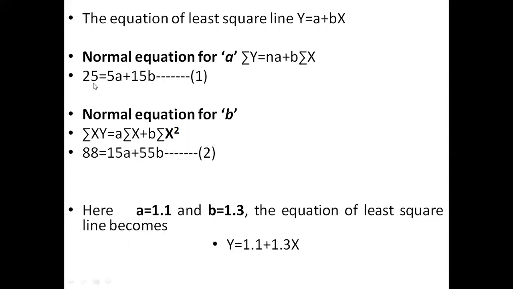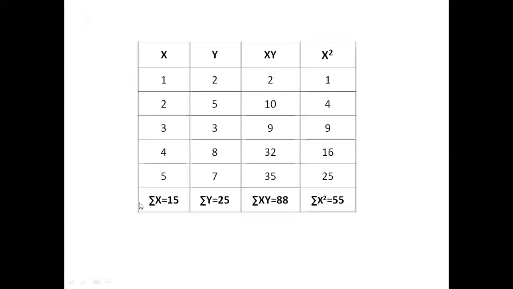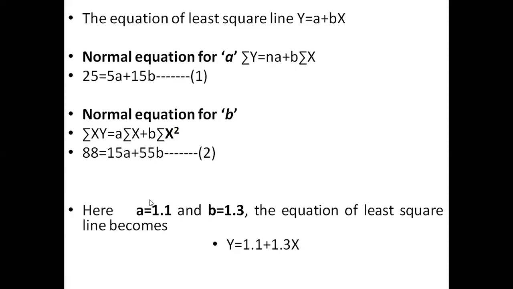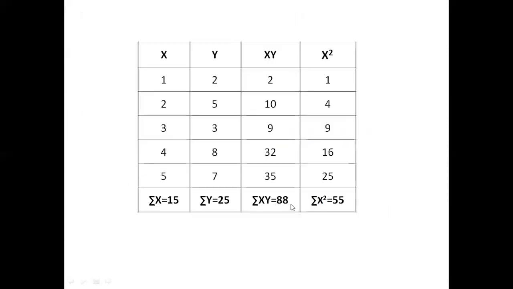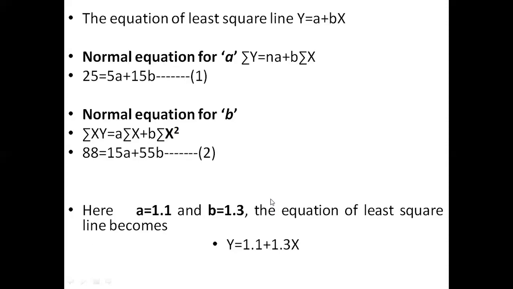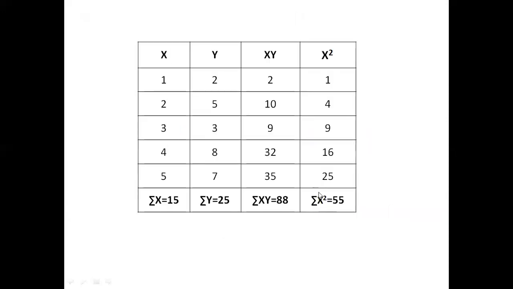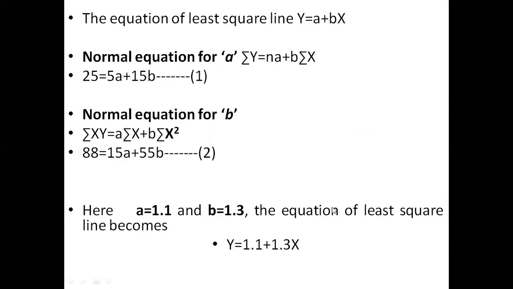So we have inserted the value sigma y equal 25, number of items were 5, sigma x as we have calculated in this table, it is 15, and sigma xy in the second equation, the value as you can see here, it is 88, and value of sigma x, it is 15 as we have inserted in the equation 1 also along with b, we will insert along with a here in the second equation, plus b sigma x square. In the table we have sigma x square equal 55, and we have inserted that. Again we will solve the equations.